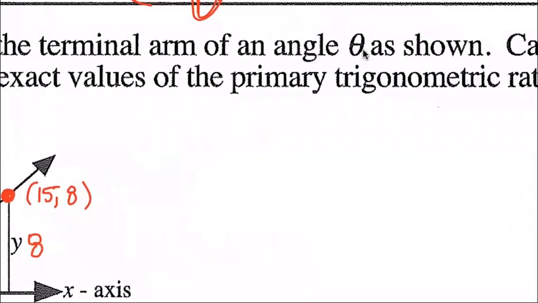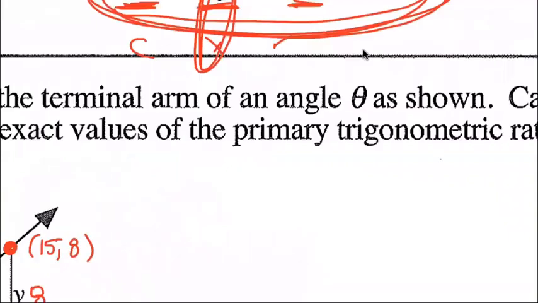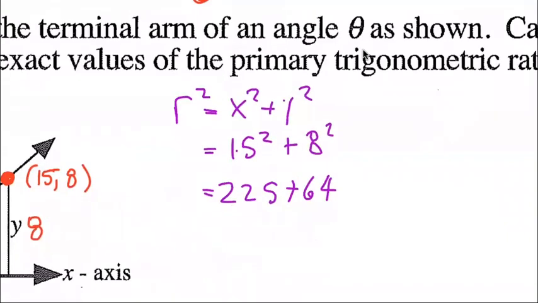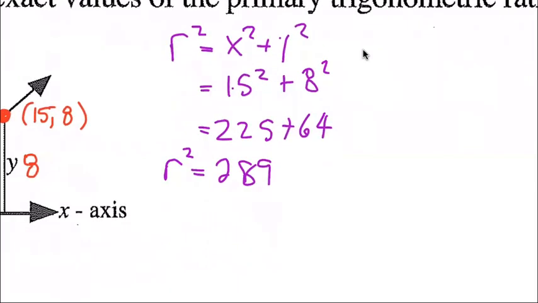So over here, I'm going to change colors, I'm not liking the red. r squared is equal to x squared plus y squared, 15 squared plus 8 squared. I don't know why I put a comma there. I don't know why I put a 0 there. 225 plus 64. r squared is equal to 289. 289, that's an 8. Square root both sides. r is equal to, I think that's a perfect square, 17. Nice. So that's nice and easy for our first one, which is good.